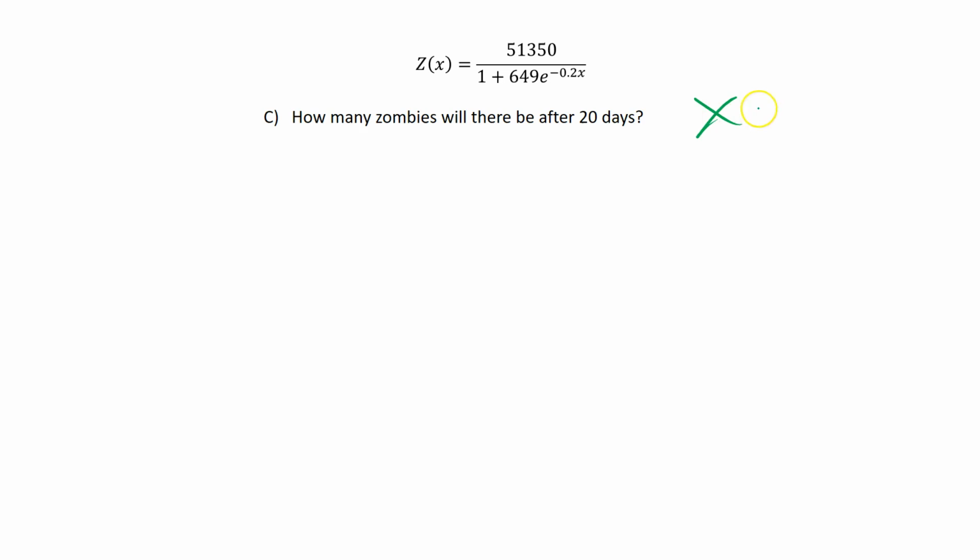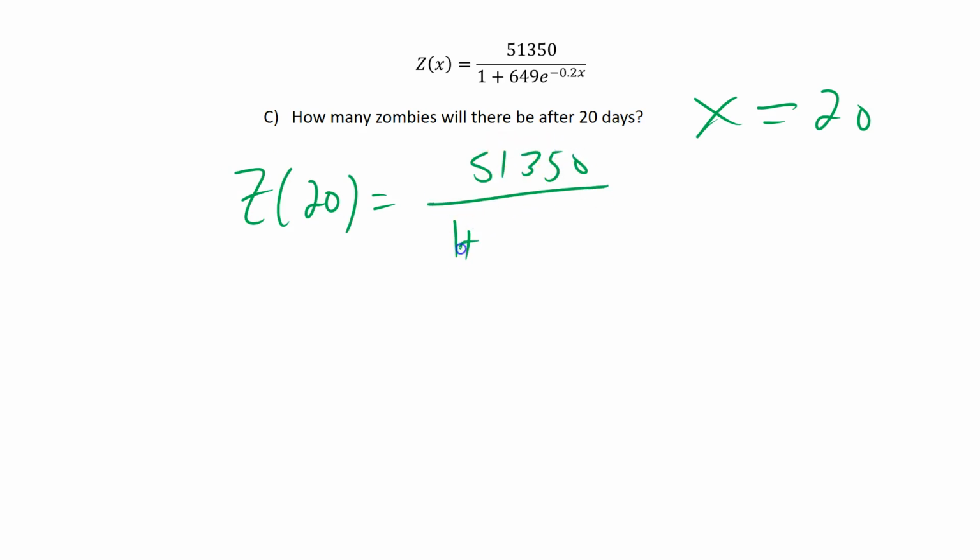Well, that's just x equals 20. So we're just asking for z of 20. So z of 20 is 51350 over 1 plus 649 e to the negative 0.2 times 20.